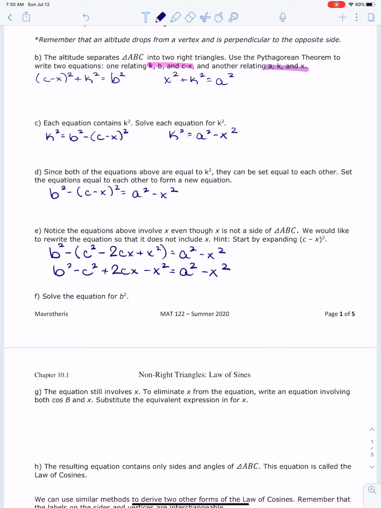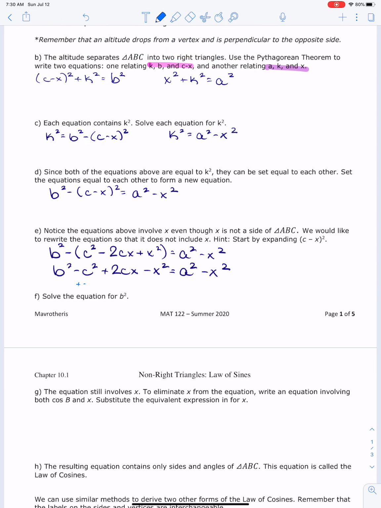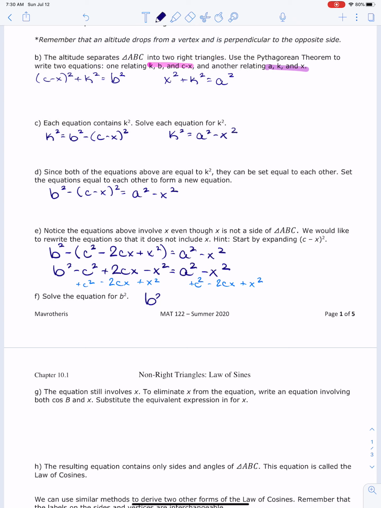I'm going to solve that equation for B squared by moving everything on that side to the other side. So here I'm going to add C squared to both sides, I'm going to subtract 2CX, and I'm going to add X squared. And what I get now is B squared equals A squared plus C squared minus 2CX. Notice that I've got that minus X squared plus X squared. Those are going to cancel each other out.